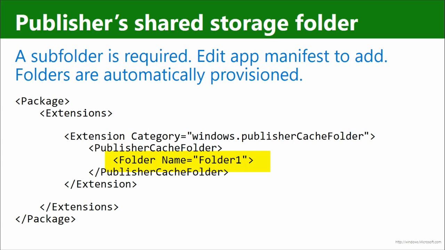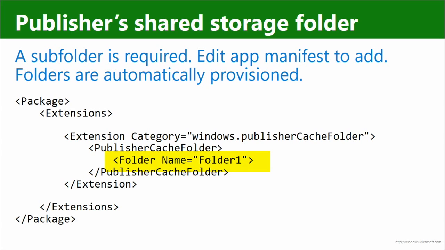With the exception of the root. The way that you declare that you want to access the publisher cache folder is you have to put this into your manifest, in the extension section. There'll be some other stuff in there, quite likely. You have to put an extension in there for the category of Windows.publisherCacheFolder. Inside that, you have a child element of publisher cache folder, and then you must specify a folder.